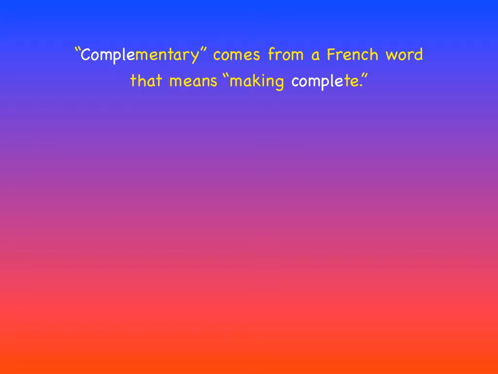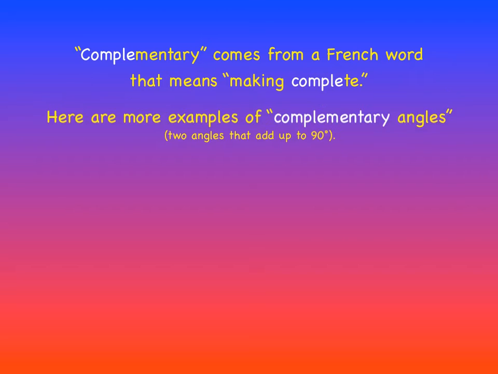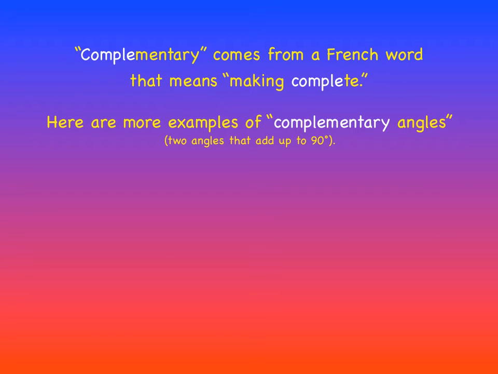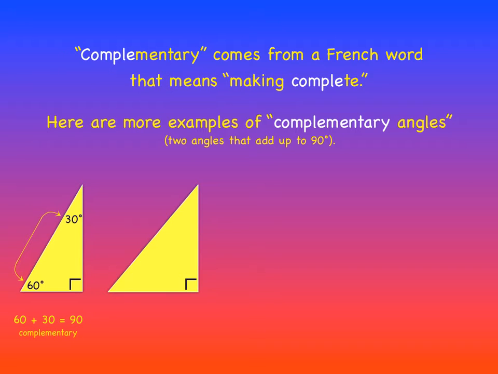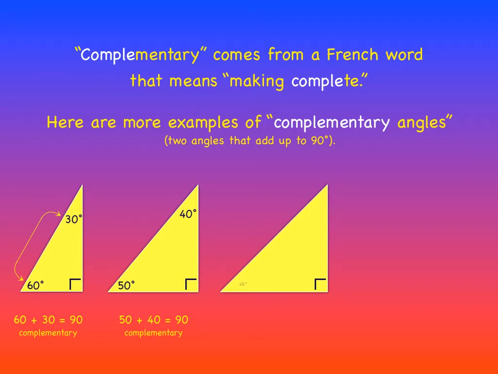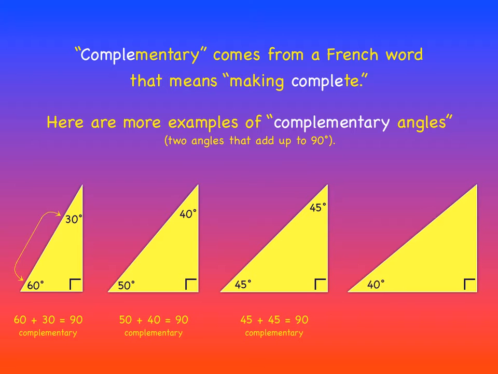Complementary comes from a French word that means making complete. Here are more examples of complementary angles. This acute angle is 60 degrees, the other one is 30 degrees. Those two add up to make 90, so they're complementary. In this triangle, we have 50 degrees and 40 degrees for the two acute angles, and they add up to 90. 45 and 45 add up to 90, and 40 and 50 are complementary also.